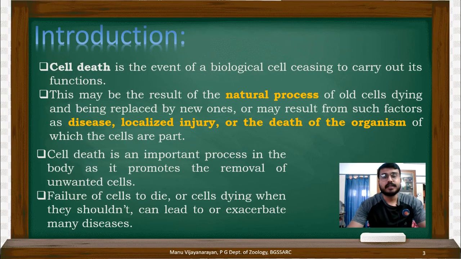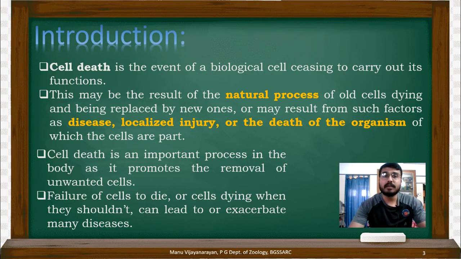When we look at the word cell death, basically it means death of something in the body. This is a common phenomenon that happens both in plants as well as in animals. So cells have to die. The cells in the body have to die for various reasons.